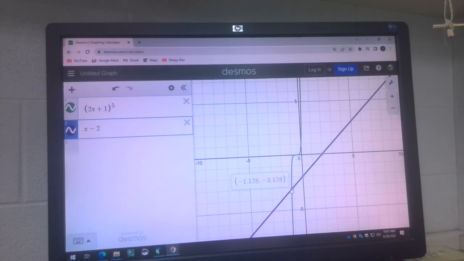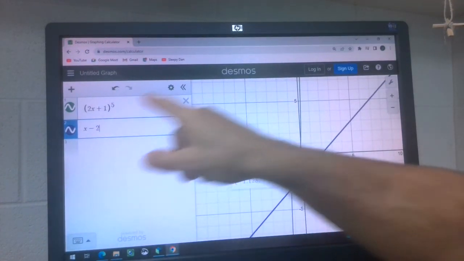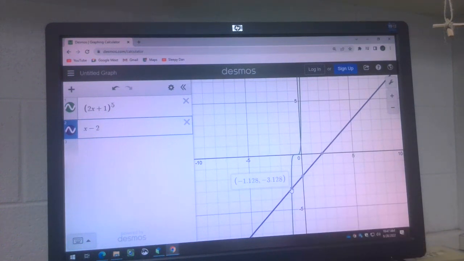So that's how you think your way through that. That's it, guys. If they give you some crazy things on both sides of the equation, this is your go-to. All right, have fun on your homework.